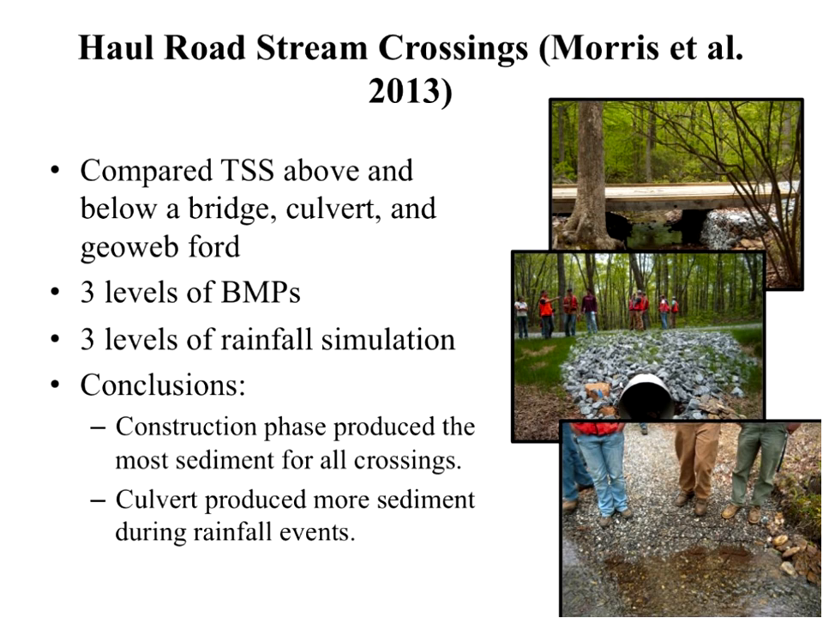This is a study that another student is doing on different types of crossings. He's looking at total suspended sediment above and below bridges, culverts, and a geoweb forward. He's using 3 different levels of BMPs on those, and he's applying 3 different levels of rainfall. So far he's concluded that the construction phase is producing more sediment on these crossings. He also has concluded the culvert is producing more sediment during the heavier rainfall simulations.